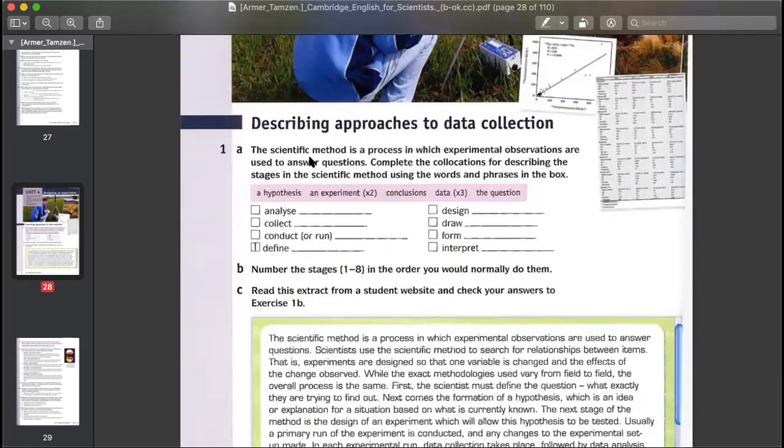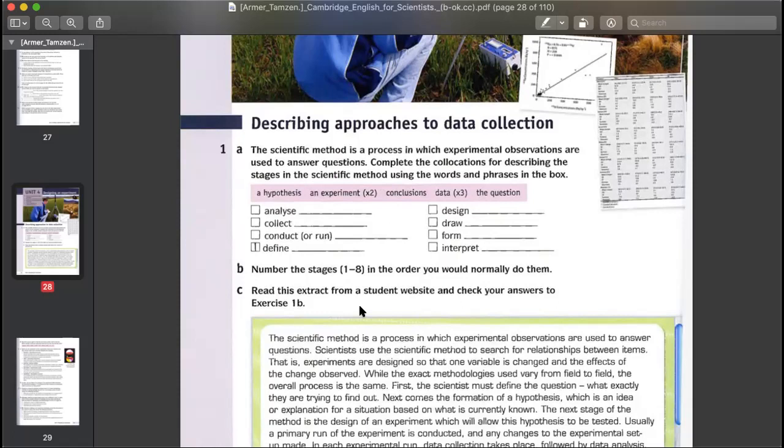The scientific method is a process in which experimental observations are used to answer questions. Complete the collocations for describing the stages in the scientific method using the words and phrases in the box. And this is a very important exercise. In each stage here, you have stages from stage 1 to stage 8.